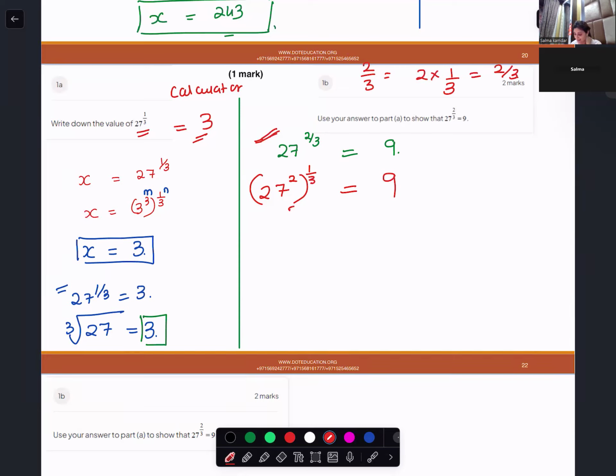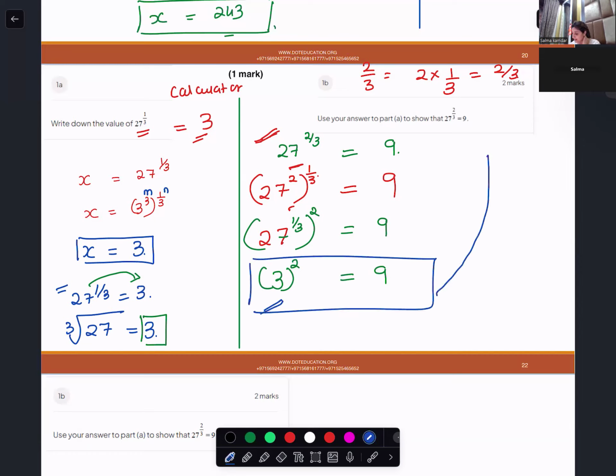But I know 27 raised to 1 by 3. I will just shift the order of this. So this becomes 27 raised to 1 by 3, the whole square, is equal to 9. And I know 27 raised to 1 by 3 is nothing but 3. So 3 square is equal to 9. Hence I have proved that whatever I wanted to prove is done. I have used the answer of part A to show that 27 raised to 2 by 3 is equal to 9.